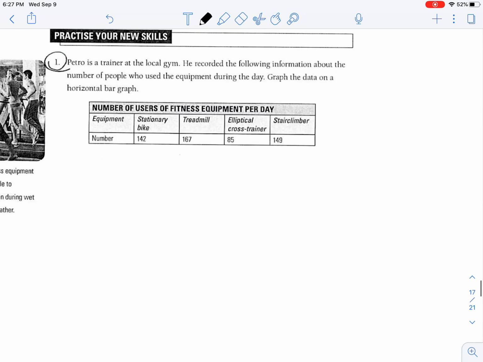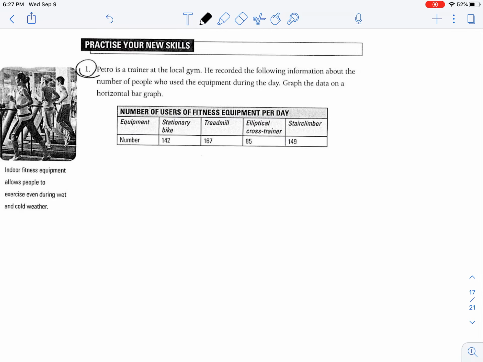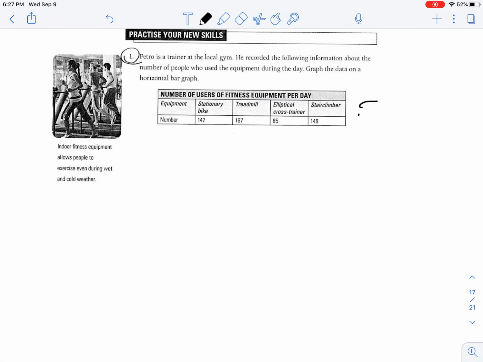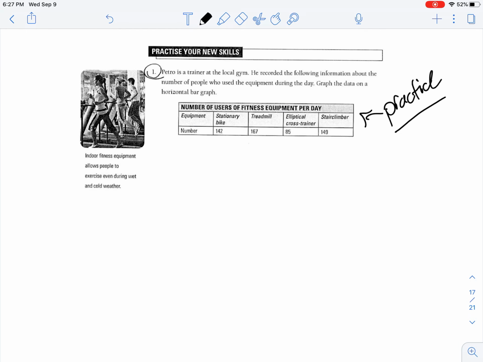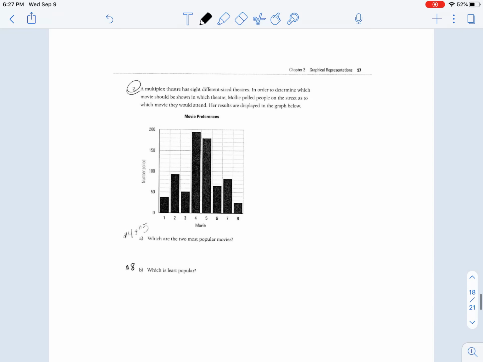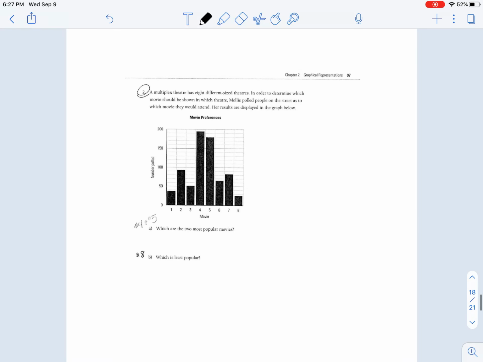Okay, so you have a few to try here, like this one. Petro is a trainer at the local gym. He recorded the following information about the number of people who use the equipment during the day. Graph the data on a horizontal bar graph. This should be practice. You should be able to do this. And again, if that's totally confusing, you should be rewatching a few of the videos or coming in to ask questions.